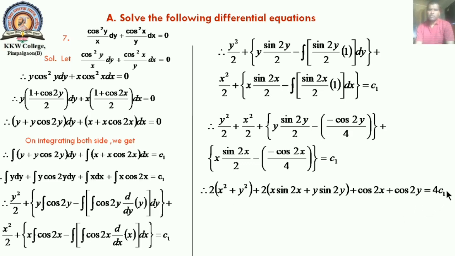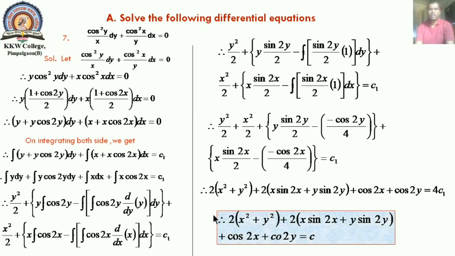Now instead of this 4 c1, c1 is a constant and 4 is also a constant, and a constant times a constant is again one constant. So we get the solution of the given differential equation as 2 into x square plus y square plus 2 into x sin 2x plus y sin 2y plus cos 2x plus cos 2y is equal to c.